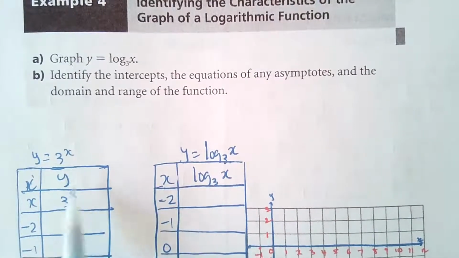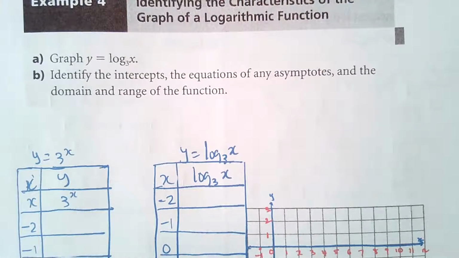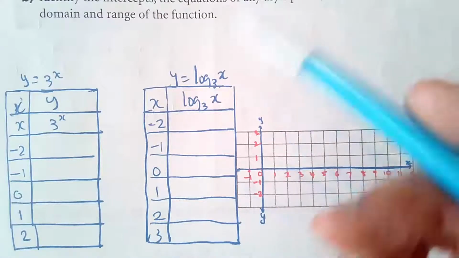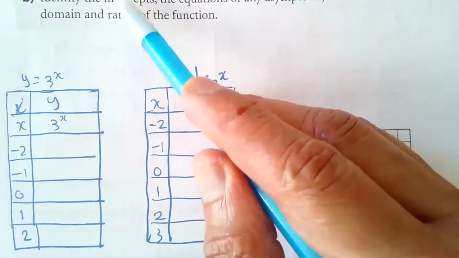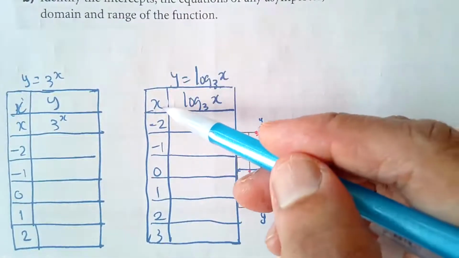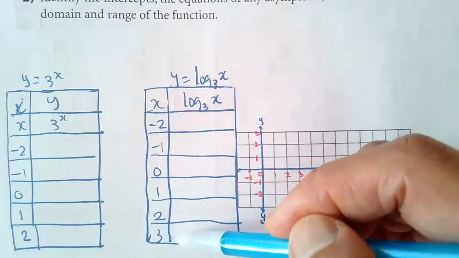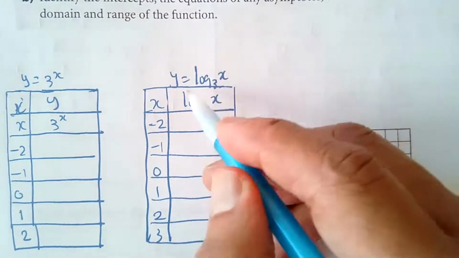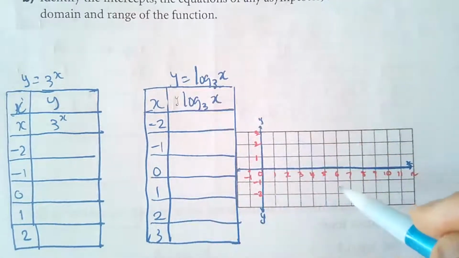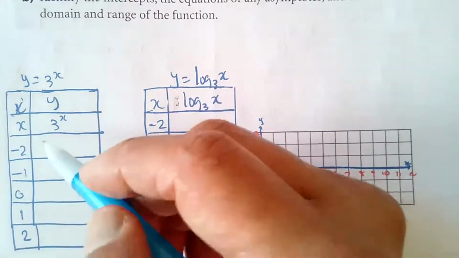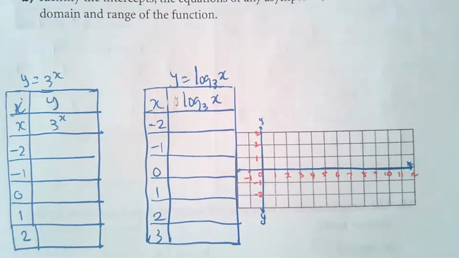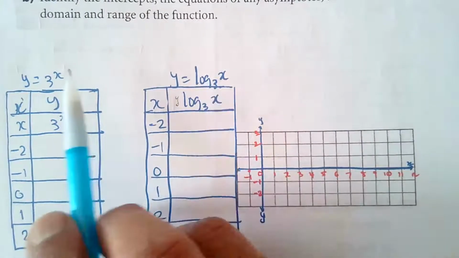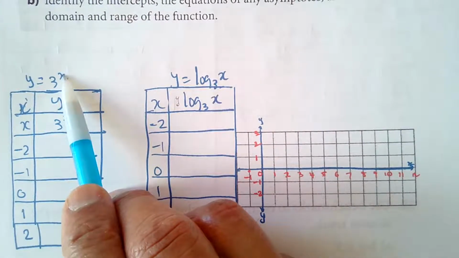Now, I went ahead and created a chart. Whenever you are to create a table of values, here we have y equals log base 3 of x. I just select a few coordinate values for x, and then I'll solve for y. This will give me my y value, and I'll plot my graph. I'll do the same thing here for the inverse. The inverse of y equals log base 3 of x is y equals 3 to the power x.